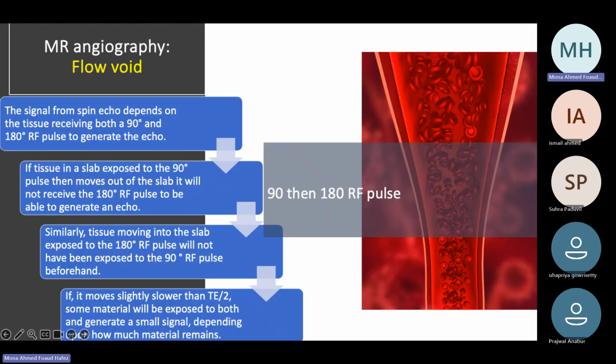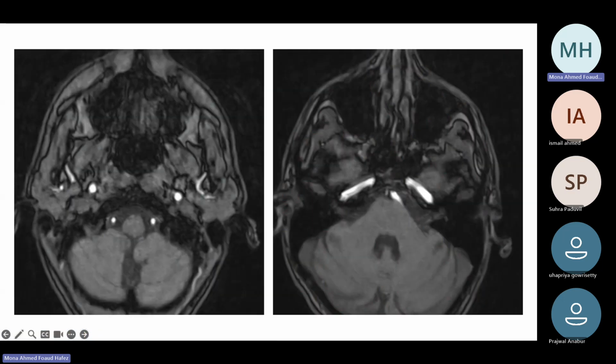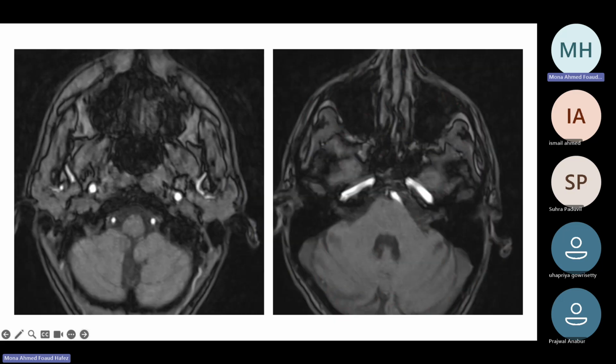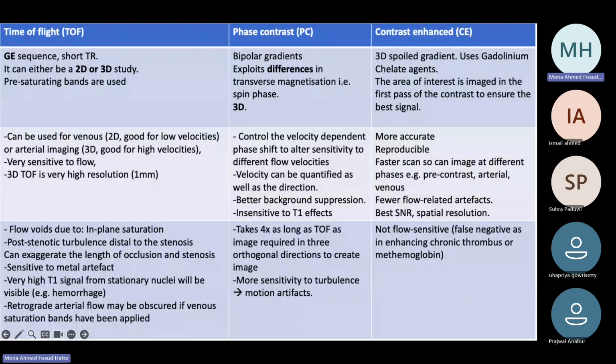After the first slide, if you have a long question to write about MR angiography, you will write first dark blood and bright blood, and you should write full details about these three main angiographic techniques: time of flight, phase contrast, and contrast enhanced.